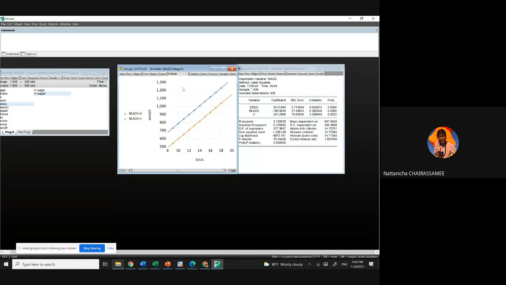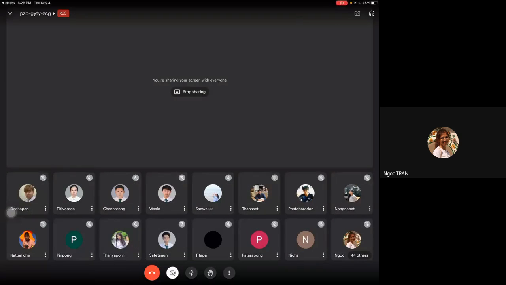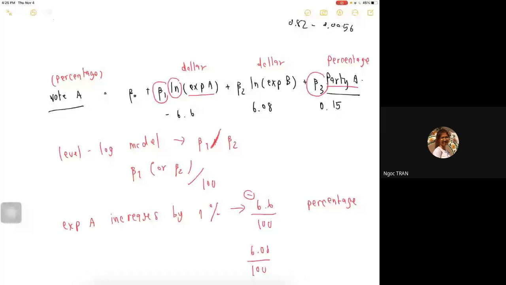This is exactly the same as you learned in your lecture, right? You will see that we have two separate lines. The orange line below is for black people, and the blue line is for white people, because for the blue line, black is equal to 0. It means that they are not black people, right?